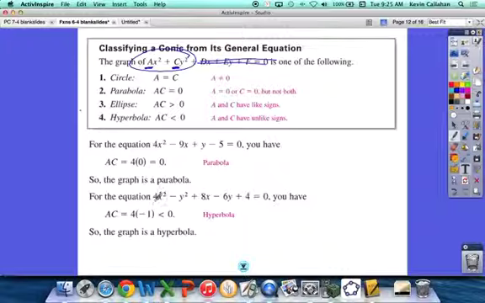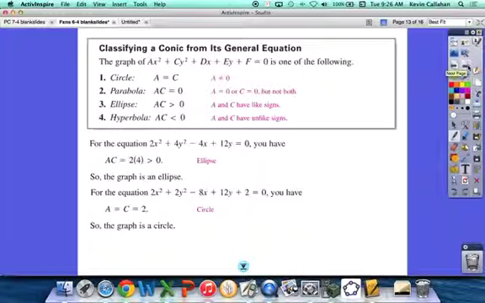The next one, which is the only one of the four that the squared terms are opposite sign? Hint, we just did it. Hyperbola, right? The circles and the ellipses are the same sign. So if you see a positive x squared and a negative y squared, it's got to be hyperbola. Now, again, that means that a and c have opposite signs, so when you multiply them, it's less than 0. But just look for the pattern of the terms. If they're opposite signs, then it's a hyperbola.